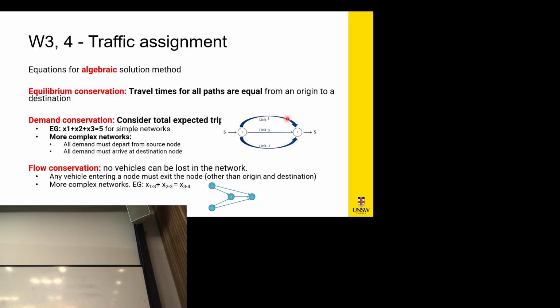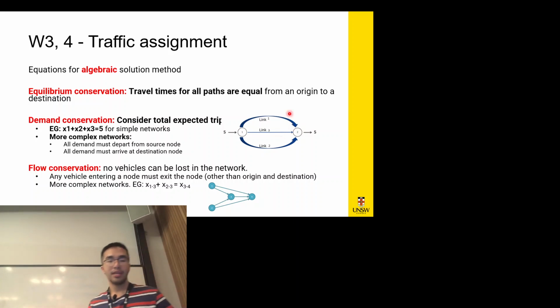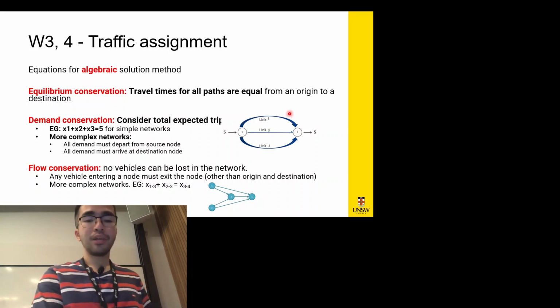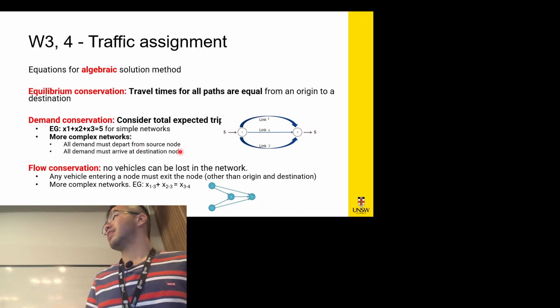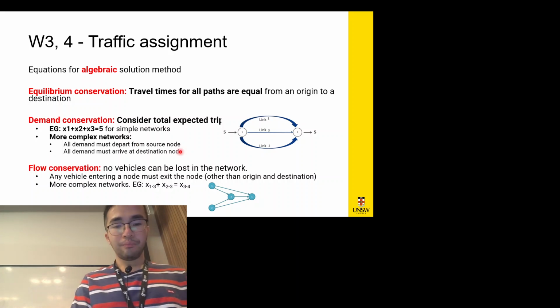The second thing that we need to consider is demand conservation. To say that the total expected trips is equal to 5. In this example, if I'm looking at origin number 1 and destination number 2, what I'm looking at is that the flow in link 1 plus the flow in link 2 plus the flow in link 3 is equal to 5. That's for simple networks. And for more complex networks, we're going to look at is that all demand must depart from the source node and all demand must arrive at their destination node. So that's just another way of doing it if there's a more complicated example.